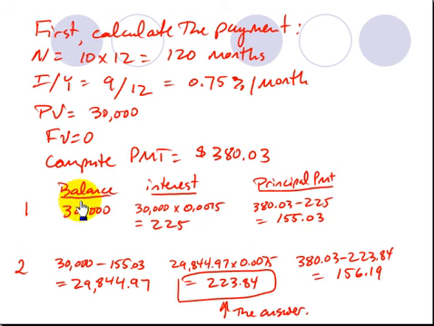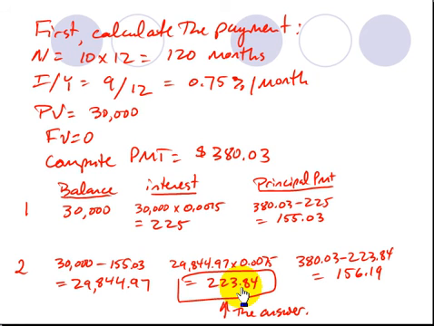And so at the end of the first month, how much do you owe? At the end of the first month or the beginning of the second month, you owe $30,000 minus the $155 in principal that you have repaid, which gives you a total of $29,844.97. So there's the balance at the beginning of the second month. Well, the interest that you owe at the end of the second month is based on this balance at the beginning of the month, and that interest is 0.75% of that balance of $29,844.97, which is $223.84. That's the answer to the question.